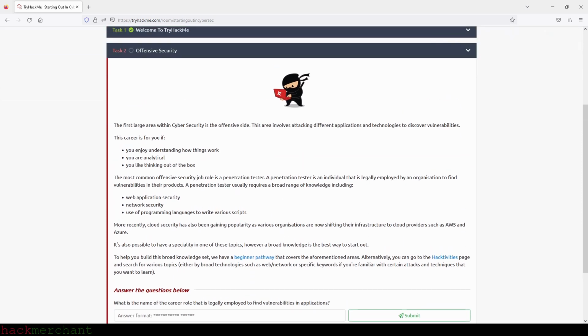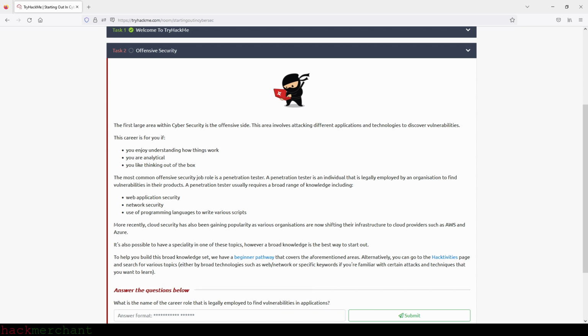The first large area within cybersecurity is the offensive side. This area involves attacking different applications and technologies to discover vulnerabilities. This career is for you if you enjoy understanding how things work, you are analytical, and you like thinking out of the box. The most common offensive security job role is a penetration tester. A penetration tester is an individual that is legally employed by an organization to find vulnerabilities in their products.